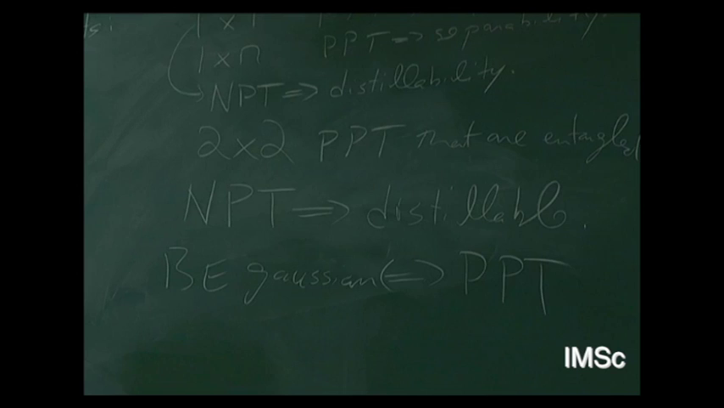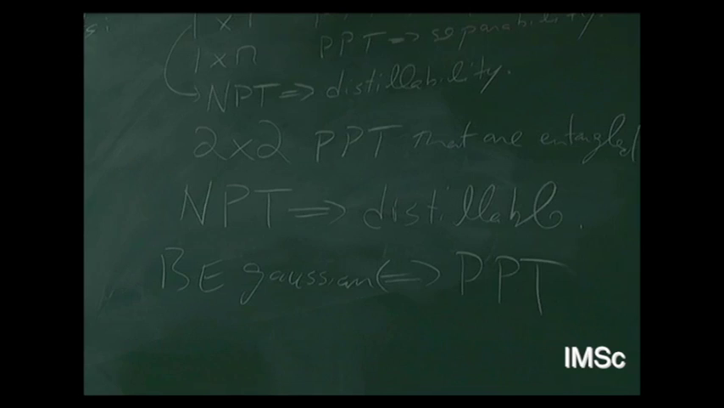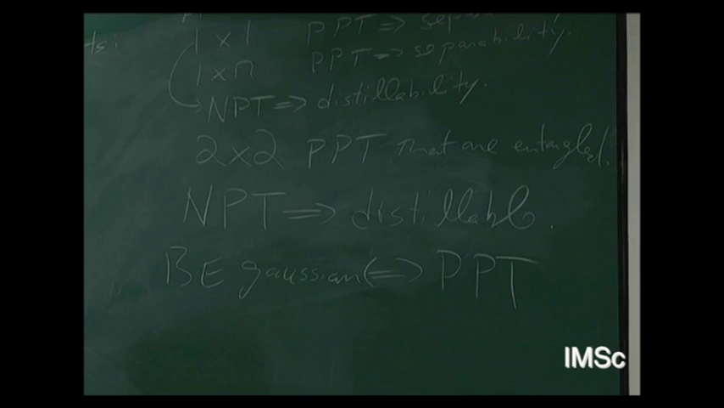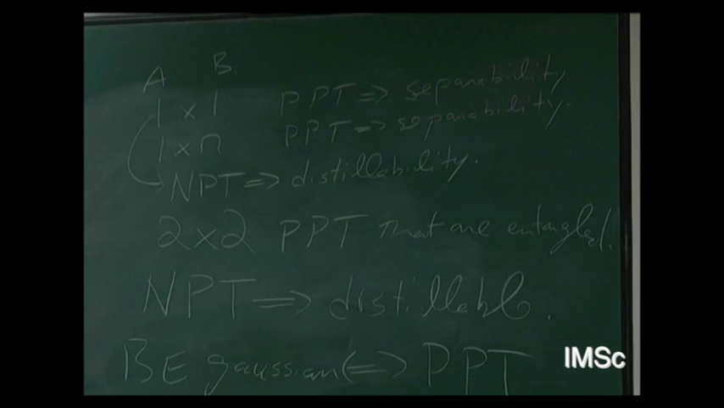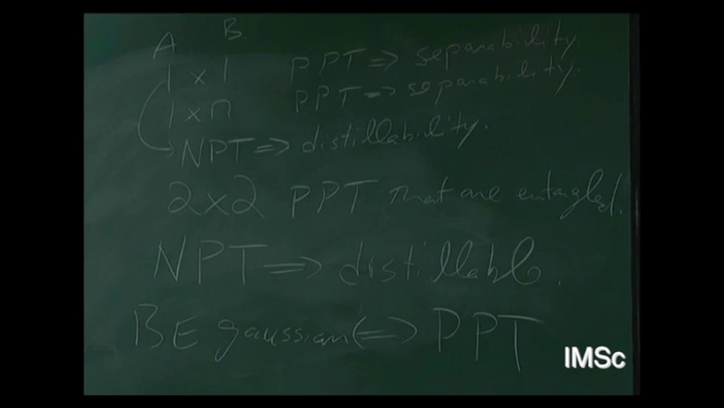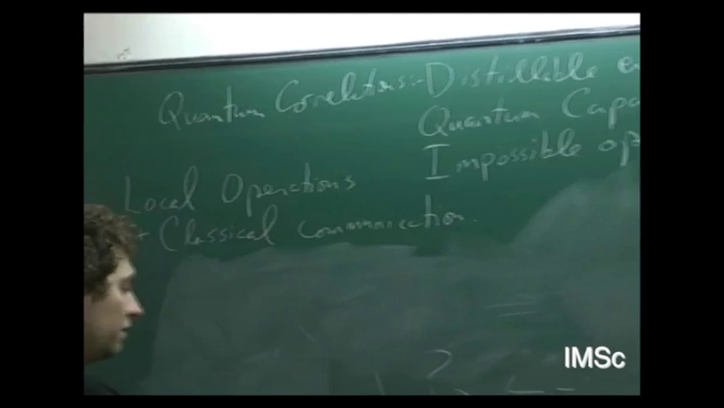Okay, so we talked a little bit about distillable entanglement and the question of whether a state has non-zero distillable entanglement. And for Gaussian states, this is just a solved question. Whereas it's still quite an interesting open question for finite dimensions. And now this is connected to a question of capacities. So I want to move now to the question of quantum capacity.